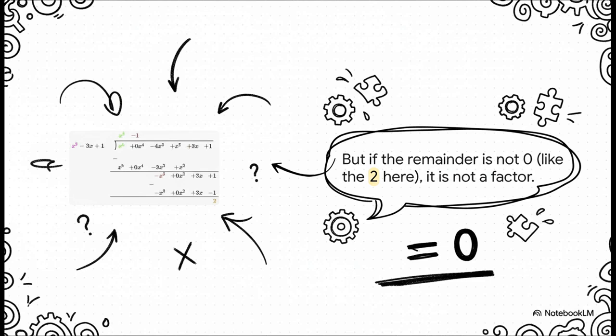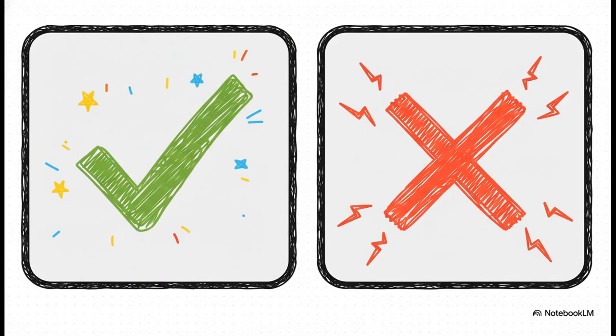But now, look at this other example. We do all the same work, go through all the same steps, but this time, we're left with a remainder at the end, and it is definitely not 0. So the rule here is just about as simple as it gets. If your remainder is 0, you've got a factor. If the remainder is anything else, literally anything, then it's not a factor. This one test gives you a clear, definitive yes or no answer.